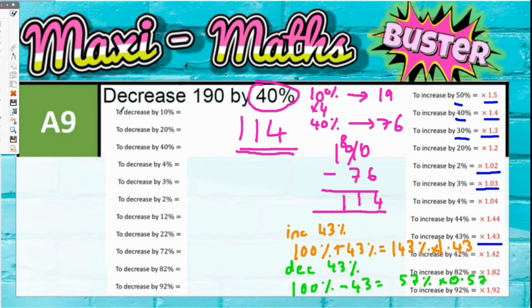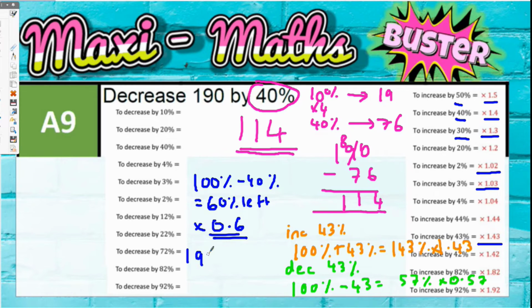So going back to this question here, decreasing by 40% means 100% minus 40%, which leaves you with 60% left. And 60% of what you started with means you are timesing by 0.6. So if you, on a calculator, did 190 times 0.6, you would also get the answer of 114. Whichever way you do it, that's the answer. But if there are tricky percentages, it is always okay to use a calculator to do these.